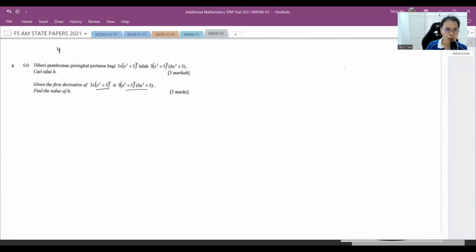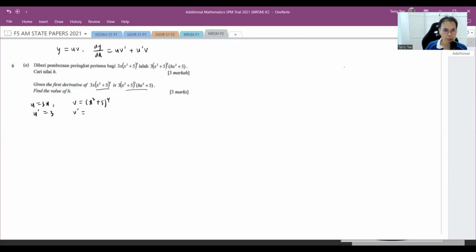Remember, if y equals uv, when you differentiate, dy/dx is, you copy u, differentiate v, differentiate u, copy v. You can say uv' plus u'v, or vu'. Okay, so my u is 3x. If you differentiate, u' is 3. My v is (x squared plus 5) to the power 4.